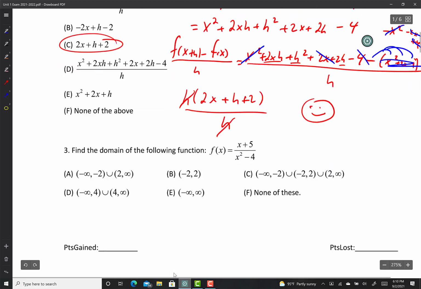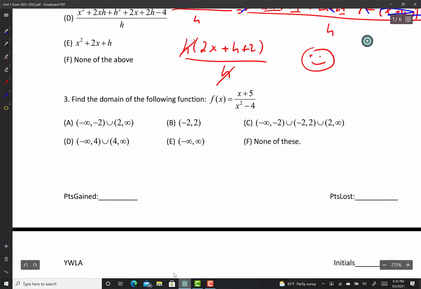Hopefully that was cool, guys. Question 3, it says find the domain of the following function. Well, the top part is just a linear line here. So this is a rational function. X plus 5 has all real numbers, so we're not really focused on that. I'm focusing on the bottom, guys. You can't divide by 0.